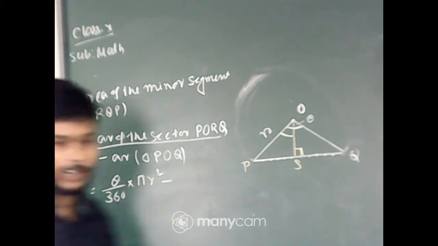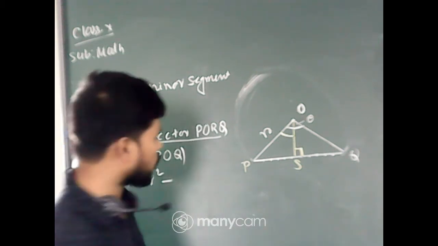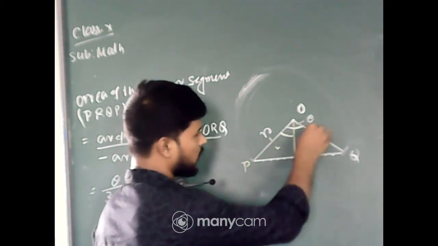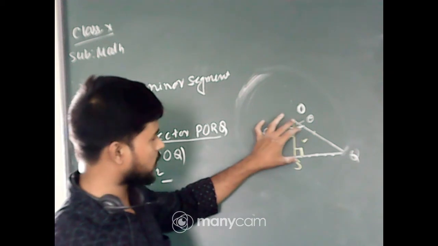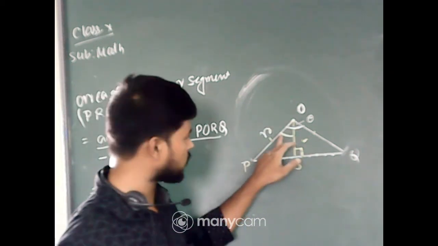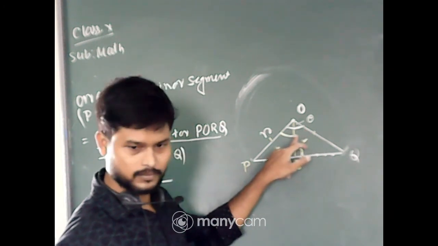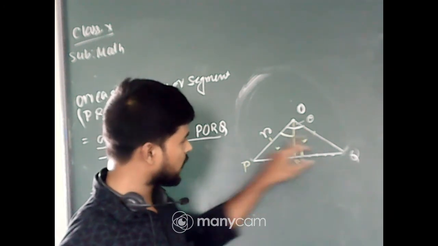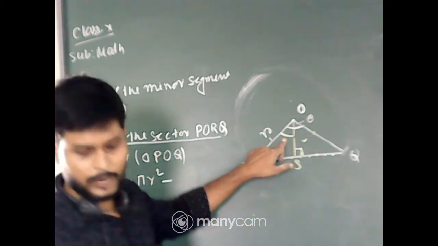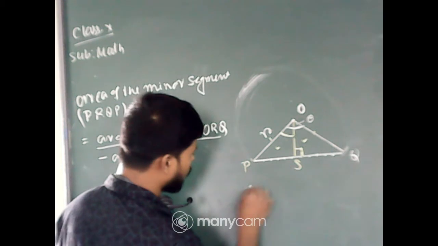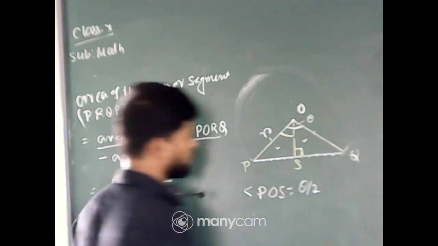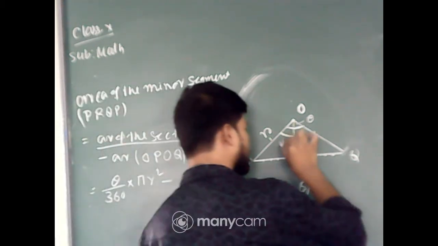Yes, it is theta by 2. Why theta by 2? Because these two triangles will be congruent to each other. The first condition is that they have the radius as a common side, and these two angles are 90 degrees. So this angle equals this angle. I mean this line divides the total angle into two equal parts. So each part will be equal to theta by 2. So here the value of angle POS is theta by 2.